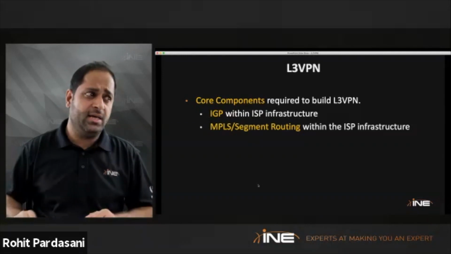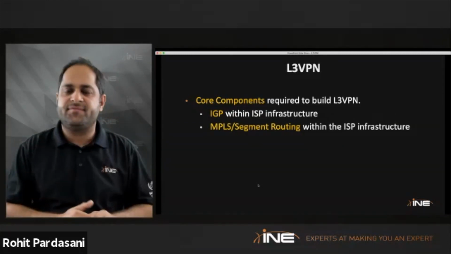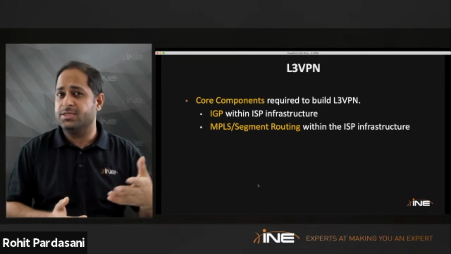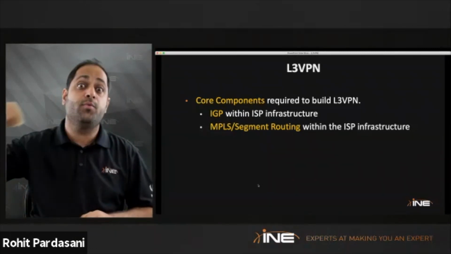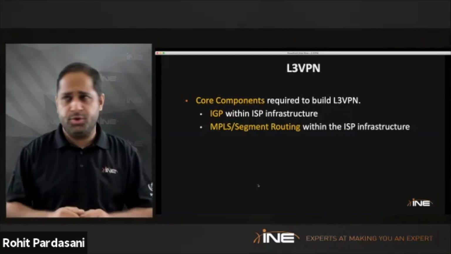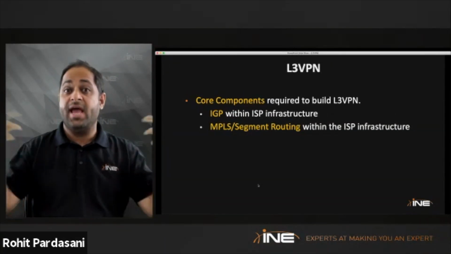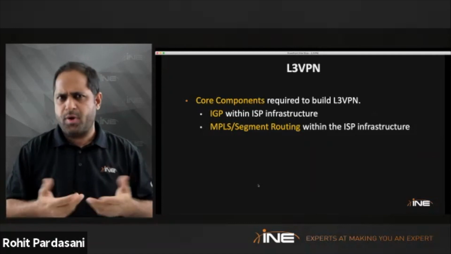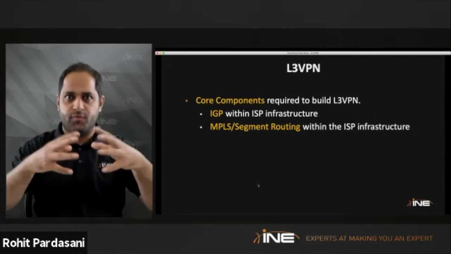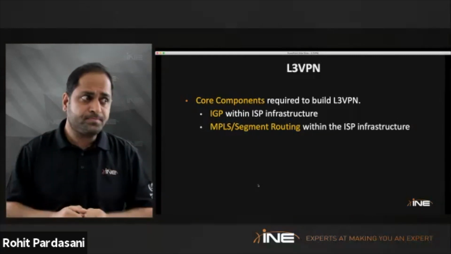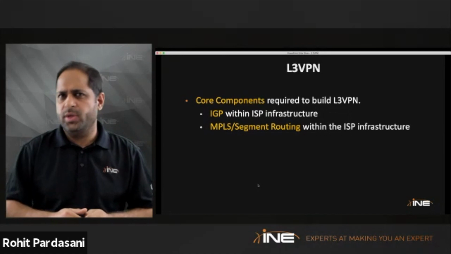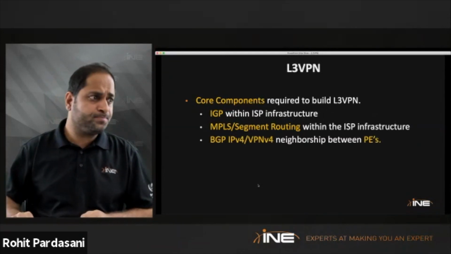That's the first thing. The second is that we should have some kind of MPLS so that packets don't get dropped, because you would never have BGP on every router within the ISP infrastructure. You'd probably have BGP on the edge, the PE routers, but you would not have BGP on thousands of routers within the infrastructure. So we should have either MPLS or maybe segment routing within the ISP infrastructure.